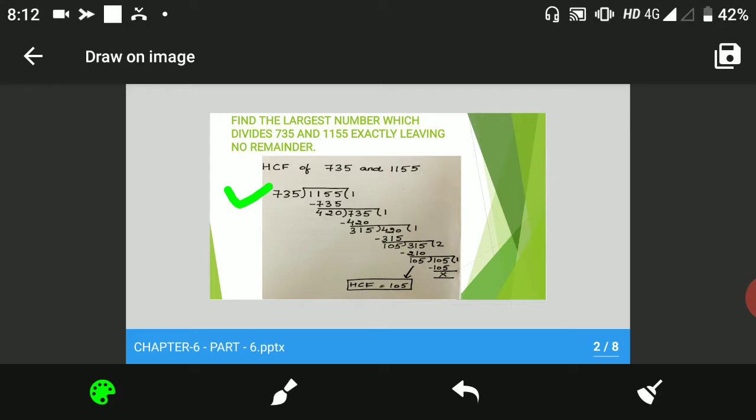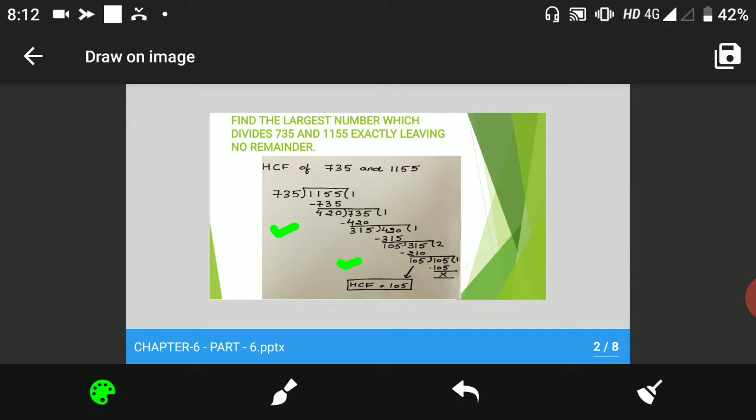New divisor. Now I will use the 420 table. 420 ones are 420. So 420 will come down below 735. When I subtract it, I get the new divisor, 315, which is the remainder of 735 and 420. So now 420 will come inside, and 315 ones are 315. Now I subtract 315 from 420. When I subtract it, I get 105.